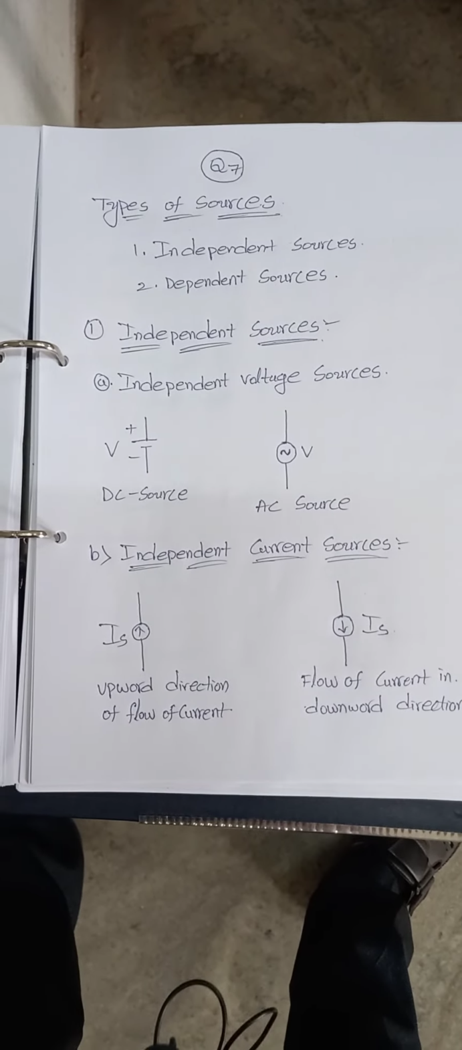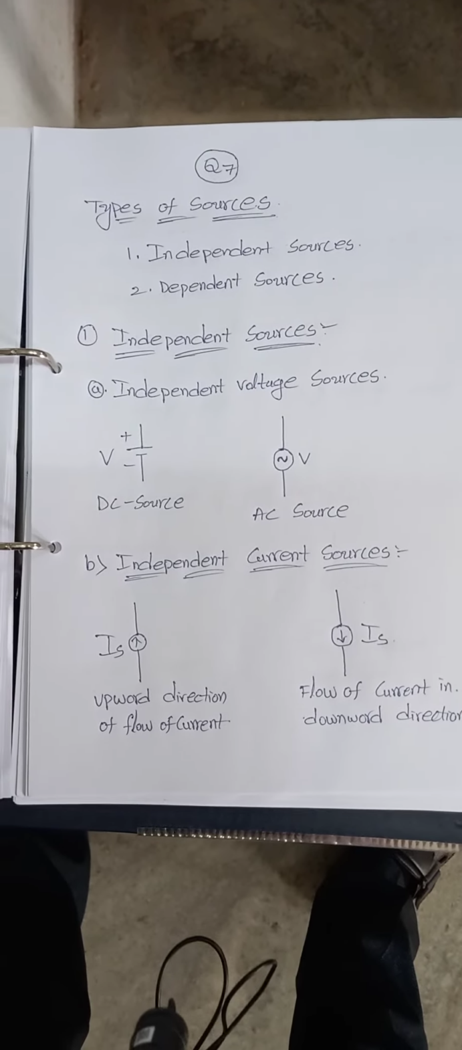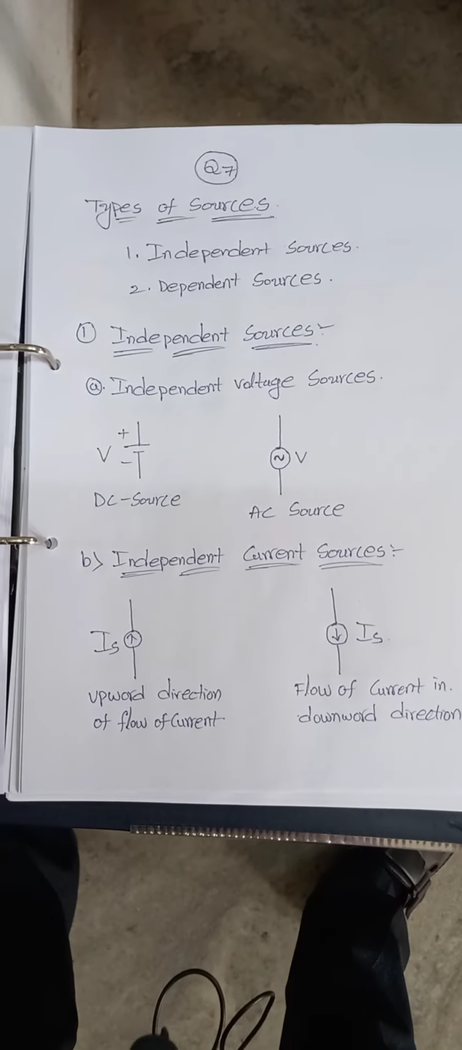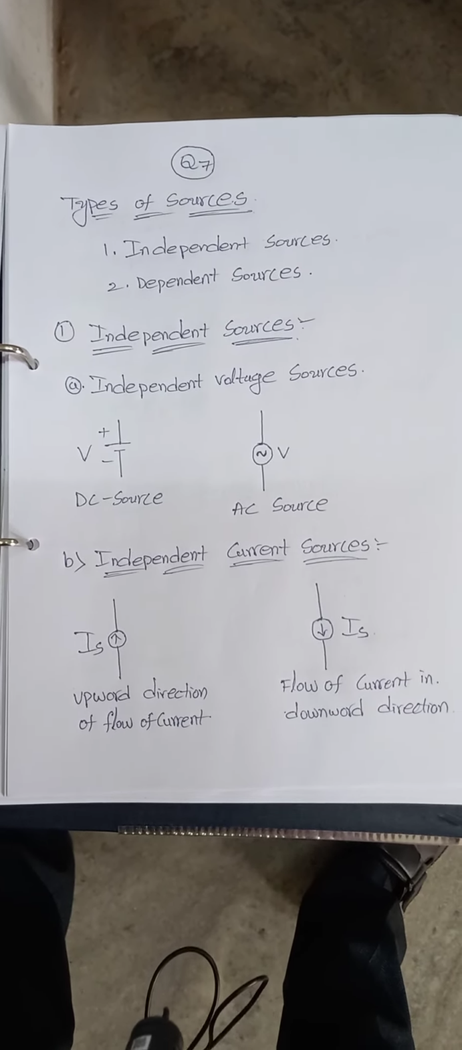An independent source does not depend upon any other source, and a dependent source, in the sense, depends upon the independent source. Okay, under independent sources we have voltage source and current source.